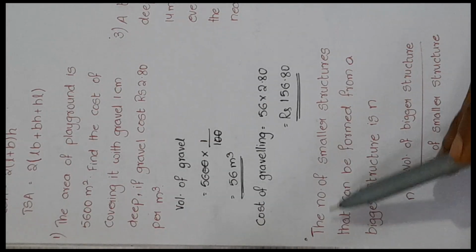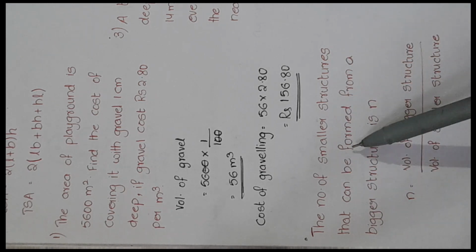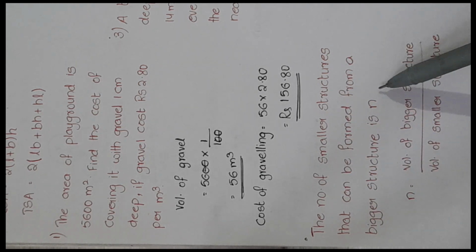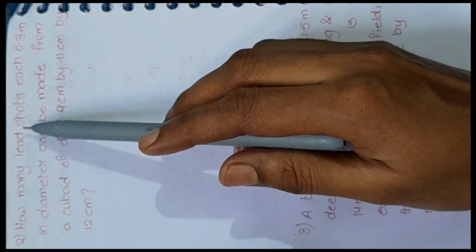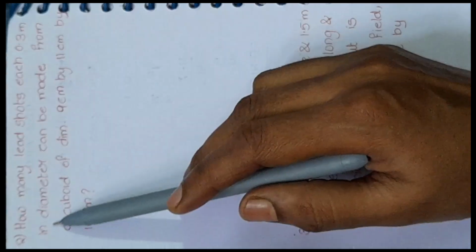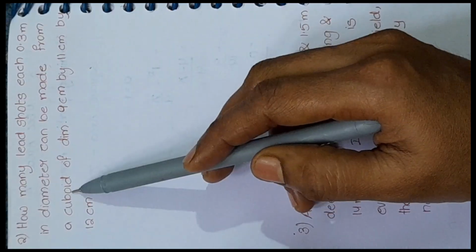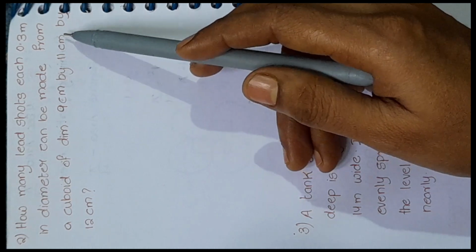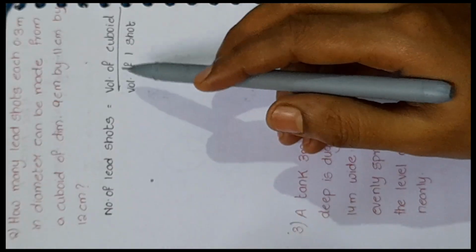Now let us see in our point. The number of smaller structures that can be formed from a bigger structure is n. N is volume of bigger structure by volume of smaller structure. Second question is, how many lead shots each of 0.3 meter in diameter can be made from a cuboid of dimensions 9 centimeters by 11 centimeters by 12 centimeters. Here the smaller structure is a lead shot and the bigger structure is a cuboid. Number of lead shots is equal to volume of the cuboid by volume of one lead shot.